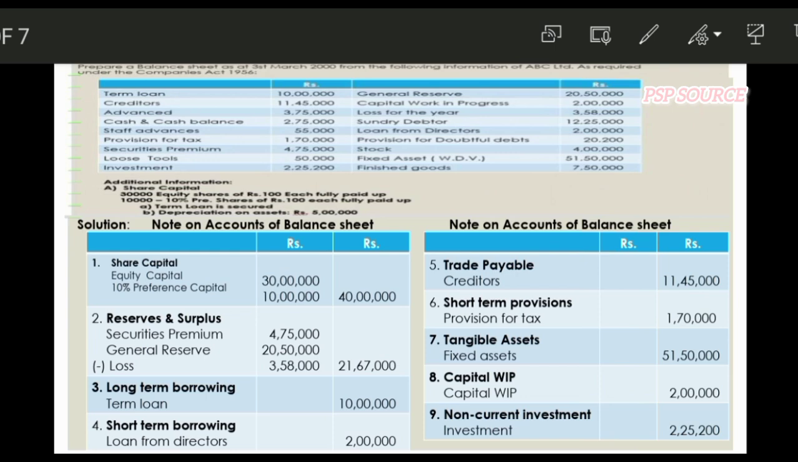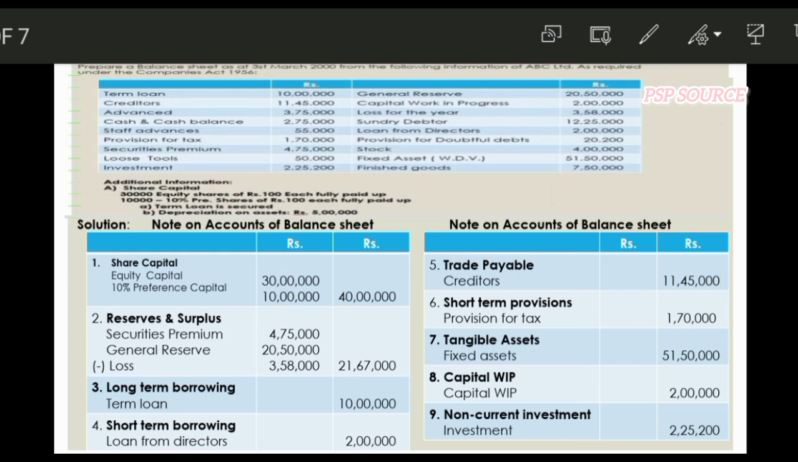The second note is reserves and surplus. Security premium at ₹4,75,000 and general reserve ₹20,50,000. Together it gets ₹25,25,000. Then losses given at ₹3,58,000. Here I have deducted this from the reserve. Why? Because that loss would be compensated from the reserve, as I said already.